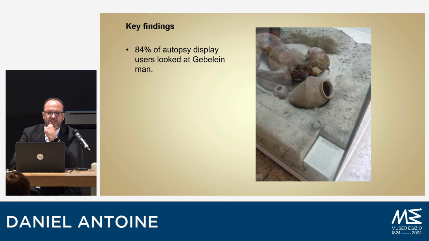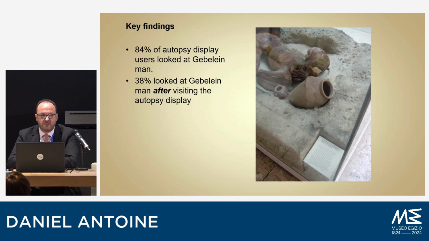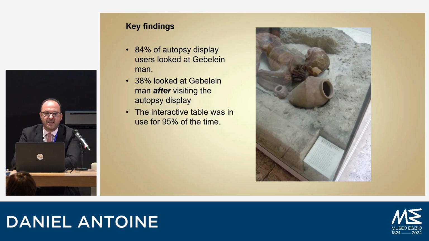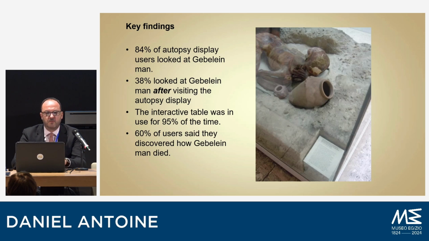So the key finding is that 84% of autopsy display users looked at Gabelin man, which is key, but I think the most key finding is that a lot of people went back and looked at his remains after using the virtual autopsy table. And I think if we didn't have that result, we wouldn't have made it a permanent display, because really we want technology to benefit and enhance the visitor experience and not detract from the collection. And what's amazing is that the table is in use 95% of the time. So this really spurred us on to actually develop a whole program.